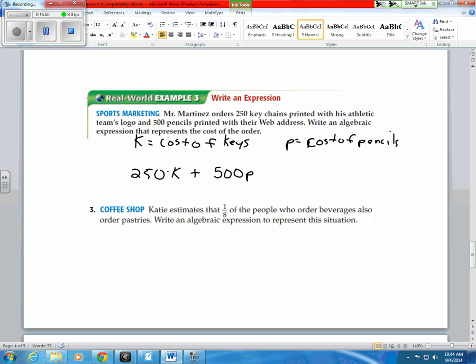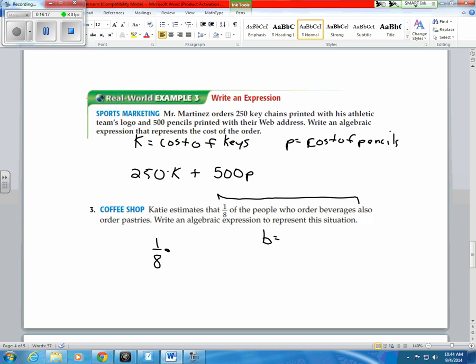3. Katie estimates that 1/8 of people who ordered beverages also ordered pastries. Let's break this down. 1/8 of the people who ordered beverages. Well, 1/8 is just that nasty fraction. We already said that of means multiply. And the people who ordered beverages, well, we have to assign a variable.